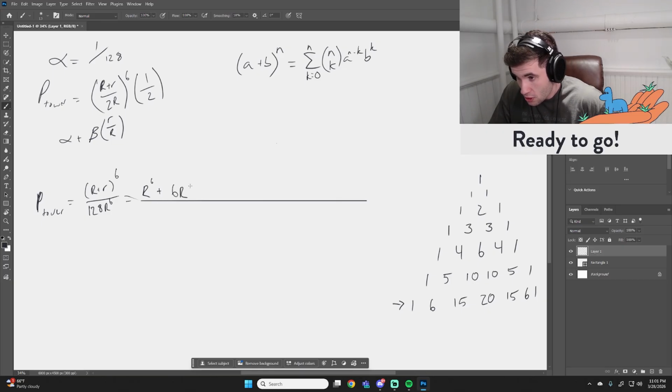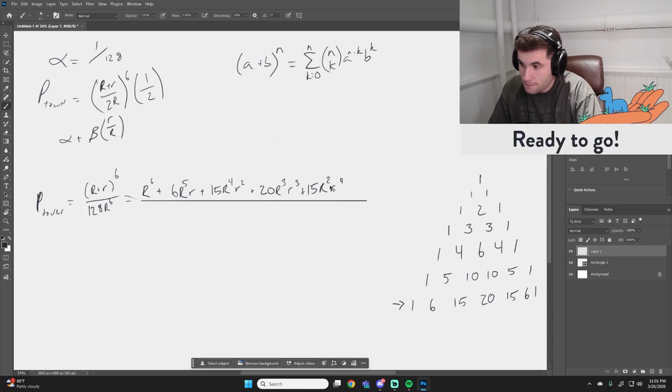We'll do 6 big R to the 5th little r plus 15 big R to the 4th little r squared plus 20 big R cubed little r cubed plus 15 big R squared little r to the 4th. I didn't even leave enough space here. And excuse my handwriting once again. Plus 6 big R little r to the 5th plus little r to the 6th.